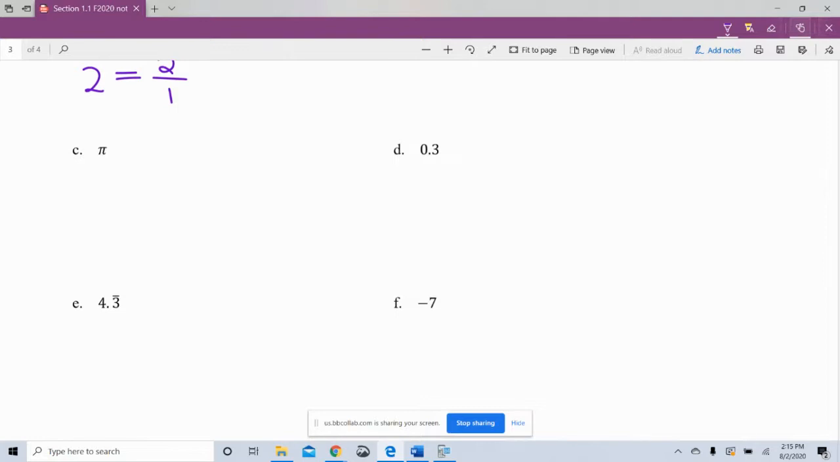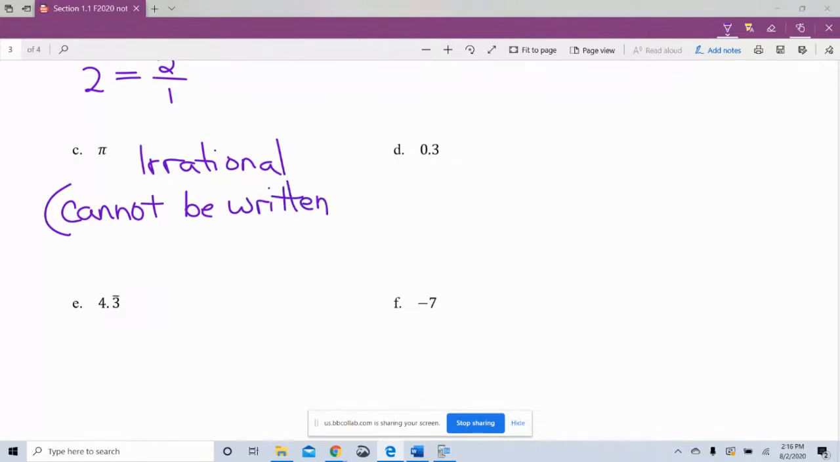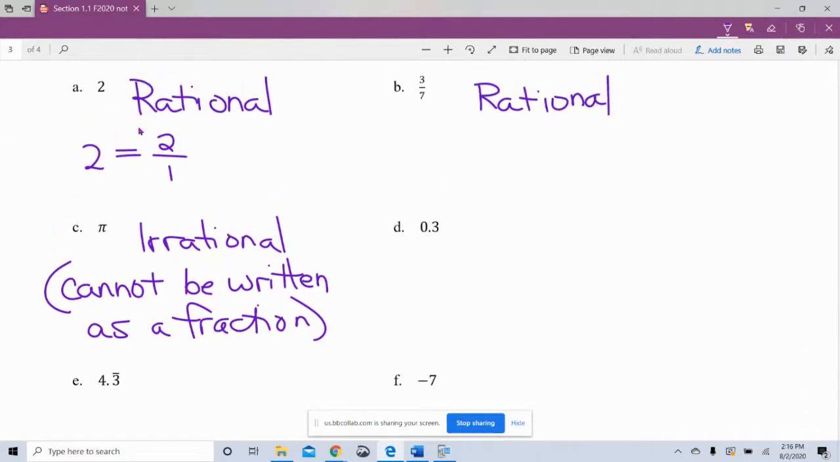Pi. Well, remember my use of the graphing calculator to check and see if pi could be written as a fraction. So it was not able to be written as a fraction. So I'm going to write that this is irrational. And my reason is going to be that it cannot be written as a fraction. Okay? Whereas 2 could be written as a fraction. And B here, the 3/7, this is already a fraction. It's already written as a fraction, right?